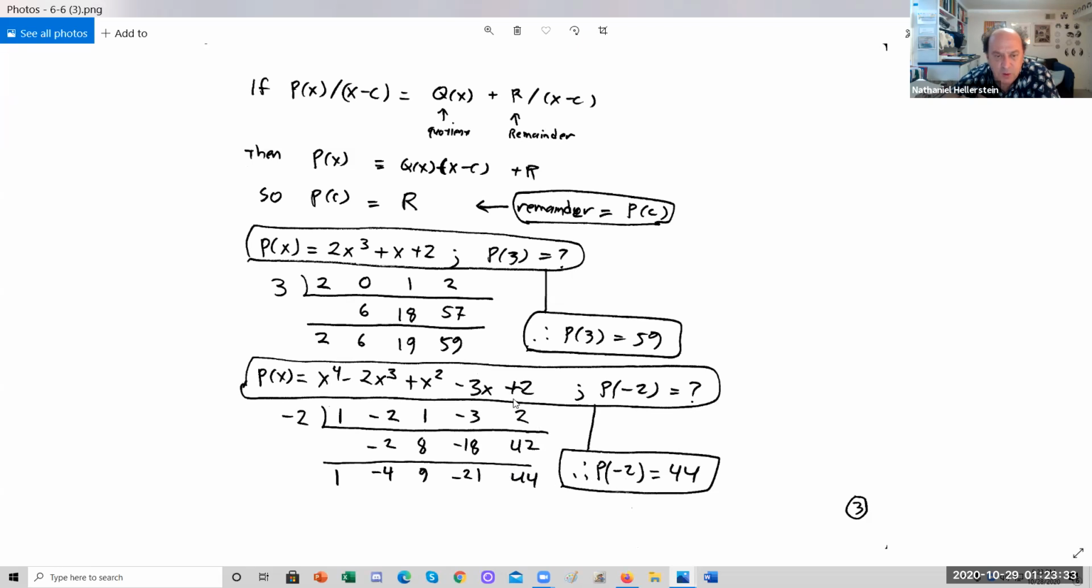So like I said, this would have required 10 multiplications and 1, 2, 3, 4 additions. This only required 1, 2, 3, 4 multiplications and 4 additions. So it's faster, especially considering that multiplication is harder than addition. All right, let's see.